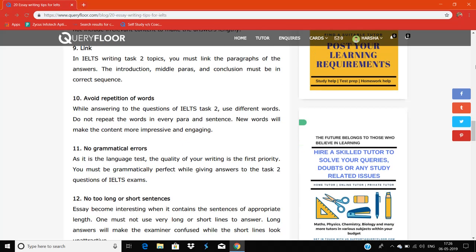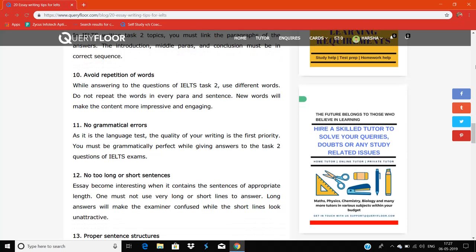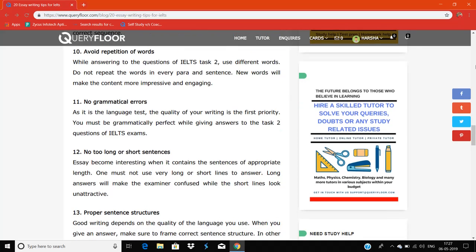Do not go out of the topic or discuss something that is not related to your topic. Then link. In IELTS writing task 2 topics, you must link the paragraphs of the answers. Your paragraph should not seem like different topics and talking about different essays. So they should have a link between them and it should be a continuous process. The introduction, the middle para and the conclusion must be in correct sequence and should contain information that relates it to the introduction and conclusion.